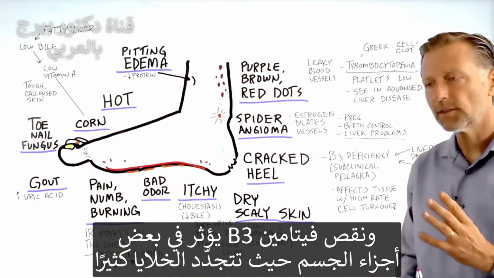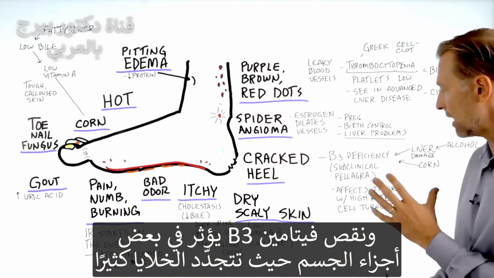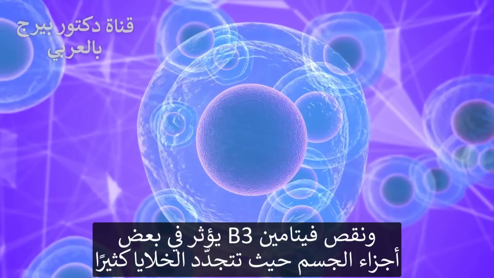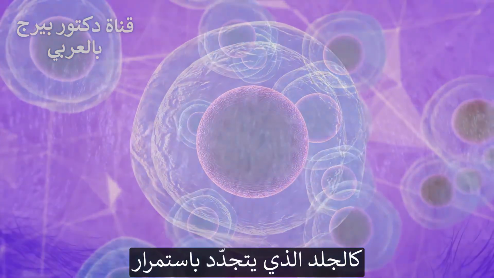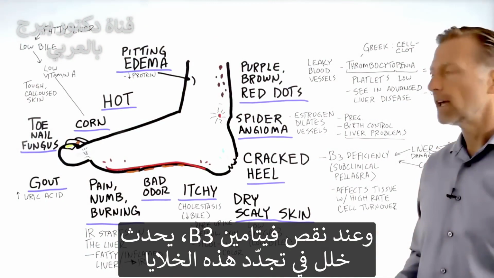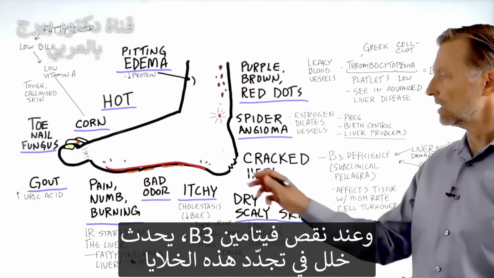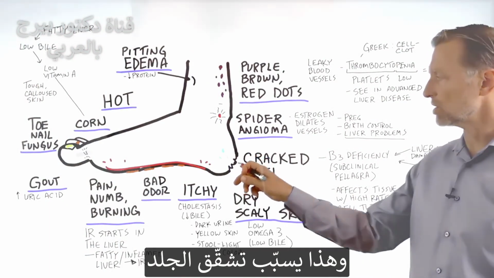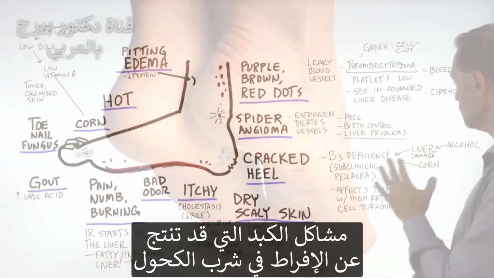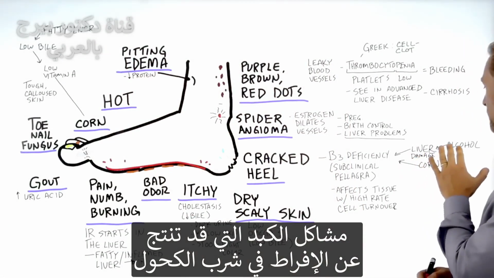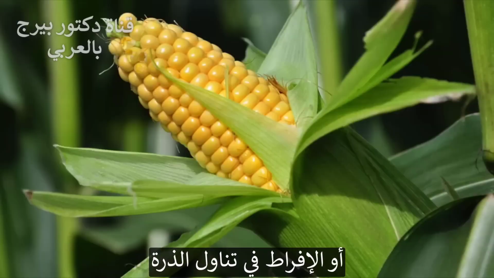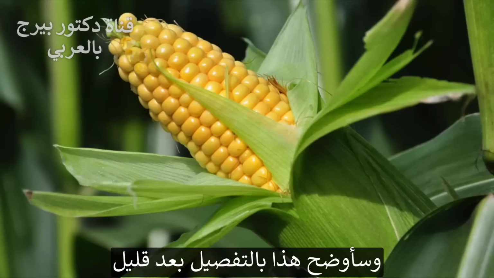And so a B3 deficiency affects areas of the body where you have this higher rate of cell turnover. Like the skin has to constantly replace itself. Well, when you're deficient in B3, now you're not going to be able to replace these cells efficiently, and it's going to show up in cracked skin. Now, what can cause that? Well, liver problems, which can come from drinking too much alcohol. It can also come from consuming too much corn, and I'll talk a little bit about that in a bit.